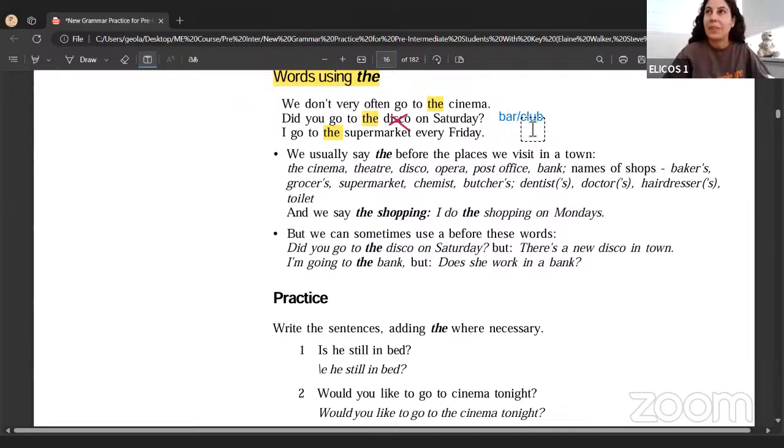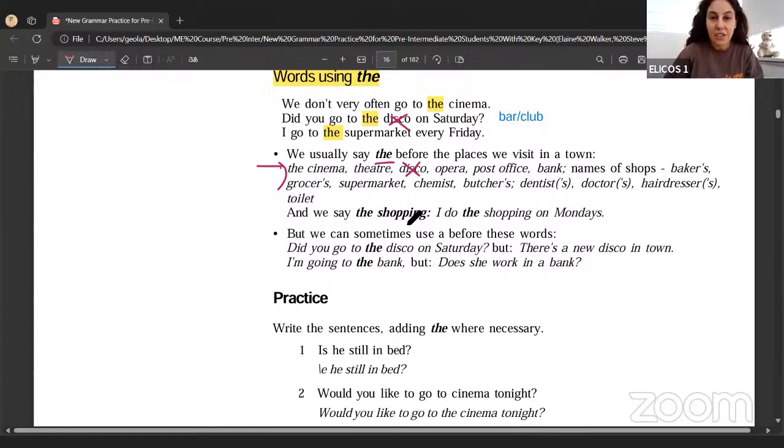So, the. Yeah, it was for me too. So we usually say the before the place we visit in a town. Okay. I went to the cinema on the weekend, the theater, the disco. Remember, we don't say that word. The opera, the post office, the bank. Names of shops: bakers, grocers, supermarket, chemist, butchers, dentist, doctor, hairdressers, toilet.